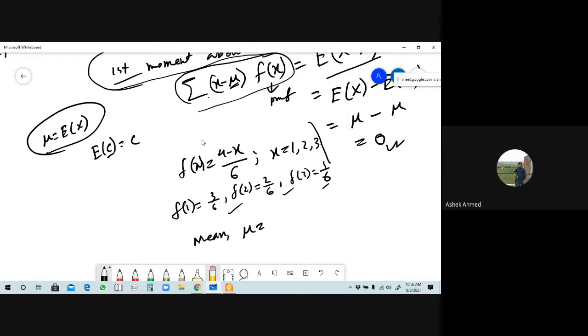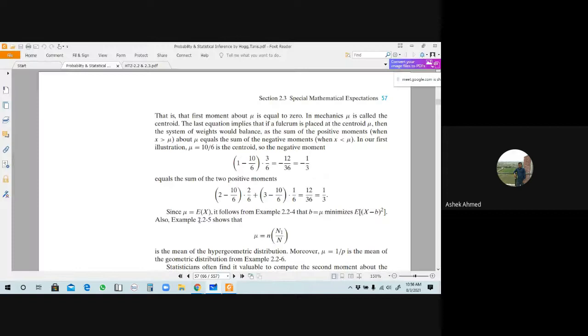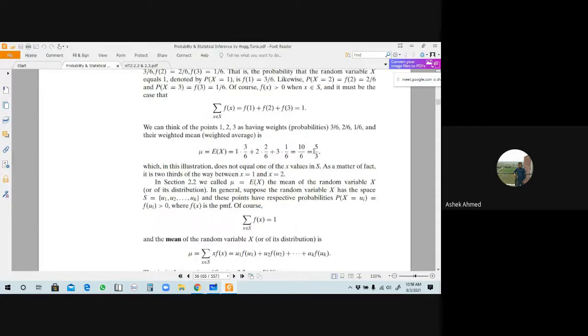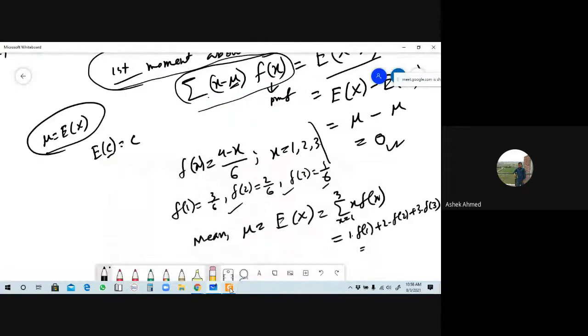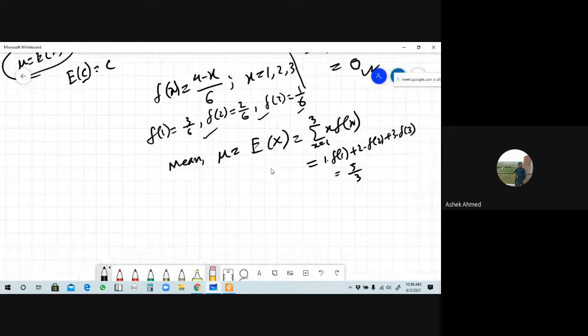Mean means mu. This is the expectation of x, the summation of x into f of x. Here the values of x are 1, 2, 3, so x goes from 1 up to 3. It is 1 into f of 1 plus 2 into f of 2 plus 3 into f of 3, and the value of this result is 5 by 3. From here we want to find the first moment about mean.